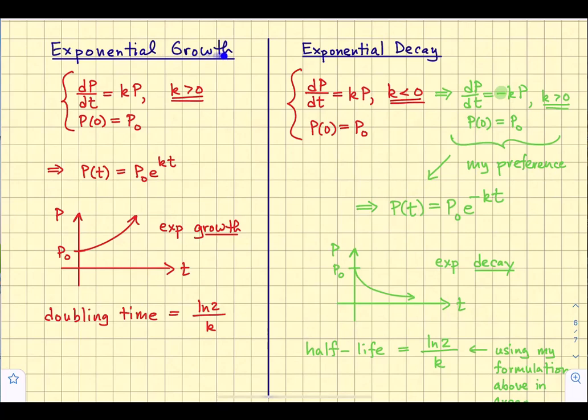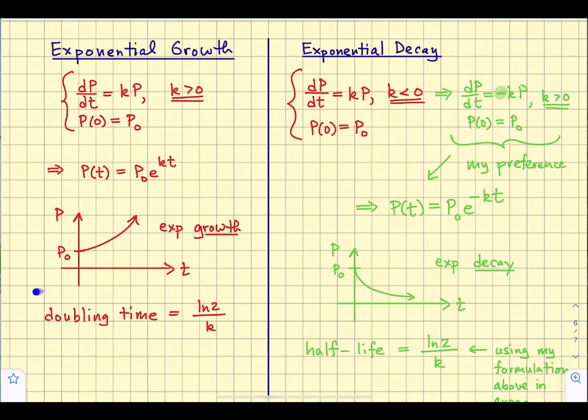So the exponential growth model looks like dP/dt equals kP. Here the k has to be positive. The initial condition is P of 0 is P naught. So this is all standard. We know that our solution looks like this. We did this above. We know that the graphs are exponential growth, so they start off at P naught and they grow like exponential functions.